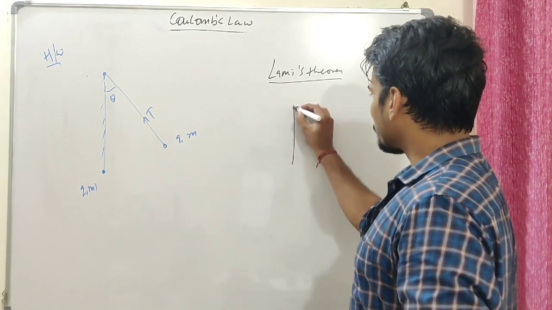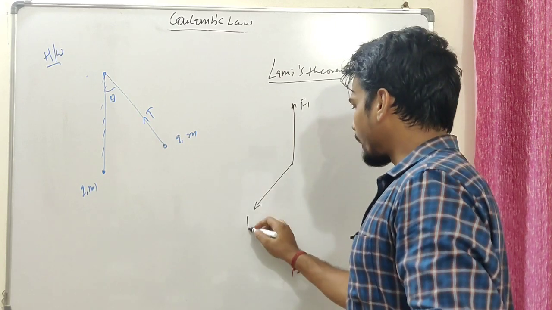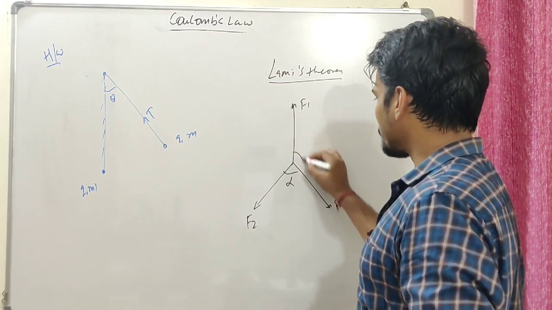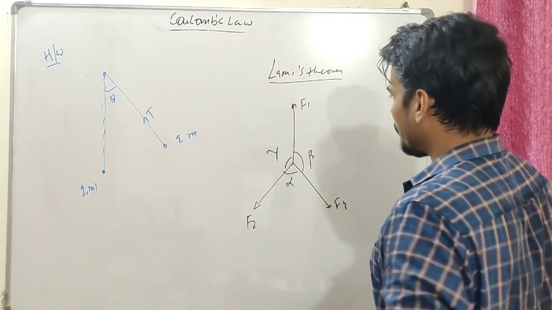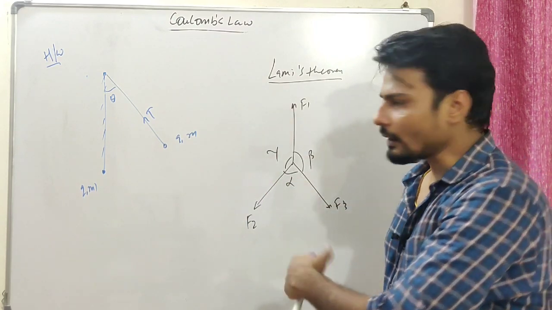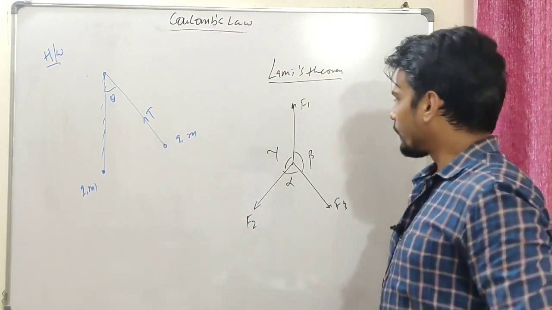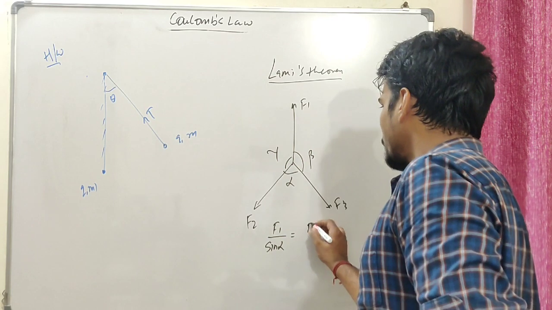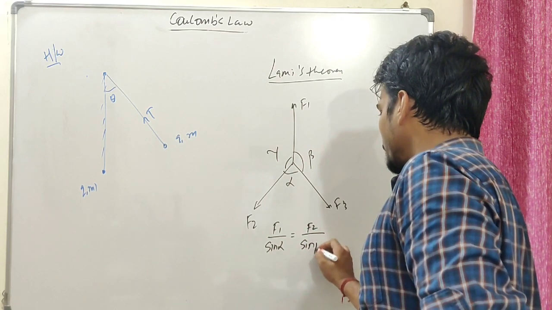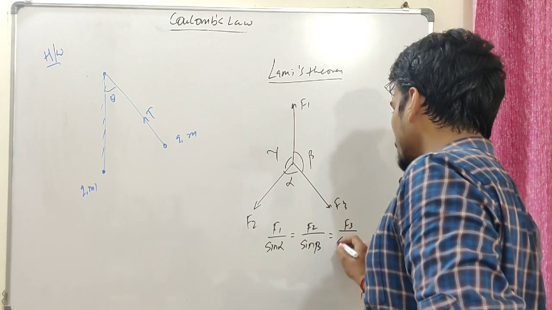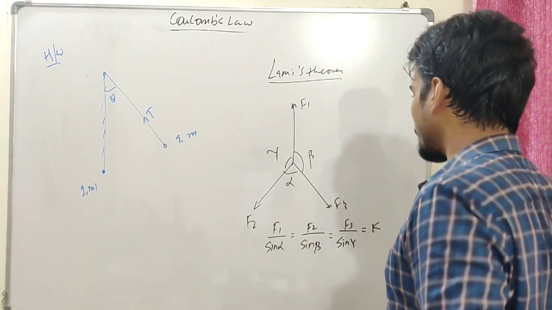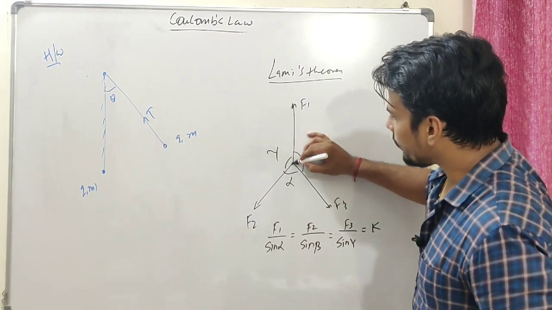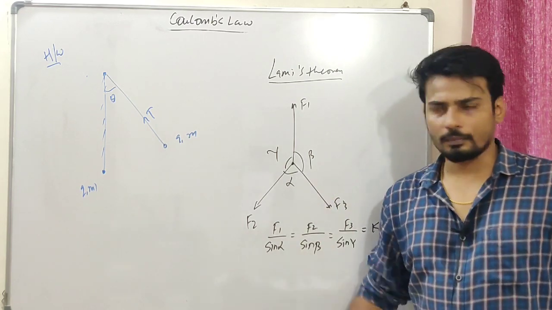Let's suppose I have a force F1 in this direction, F2 in this direction, and F3 in this direction, making angles alpha, beta and gamma. If it's in equilibrium, that is, the net force at this particular point is 0, then according to Lami's theorem, F1 over sine of alpha equals F2 over sine of beta equals F3 over sine of gamma, and that equals some constant k. That is Lami's theorem. The condition is that the forces acting at this point should be in equilibrium, that is, the net force should be 0 at this point.